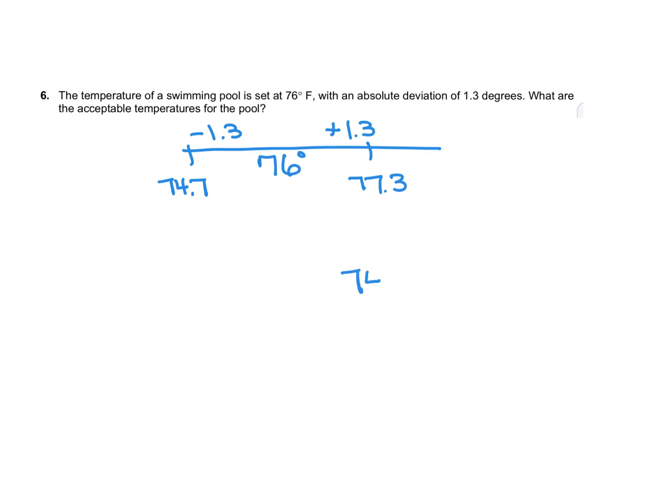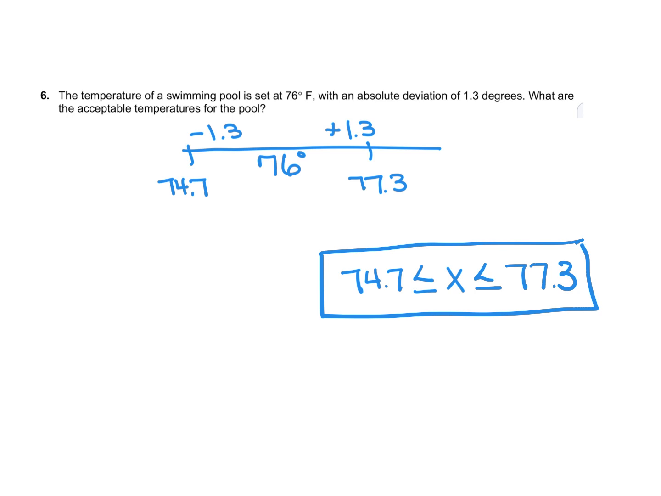So 74.7 is less than or equal to x, and x is less than or equal to 77.3. So in this lesson, we took a look at how to apply the absolute deviation to real-world applications.